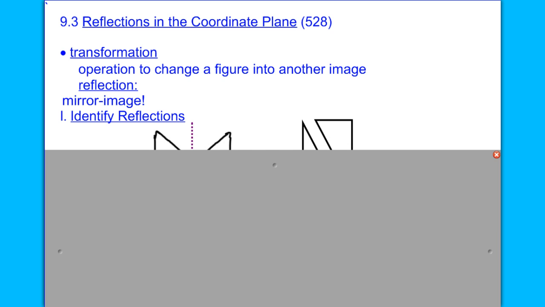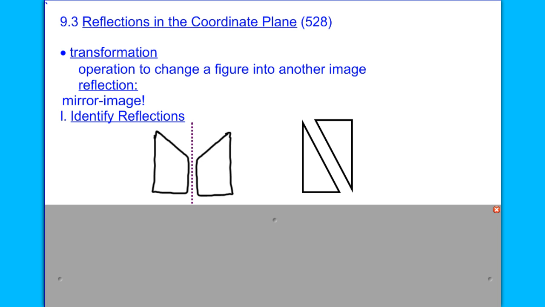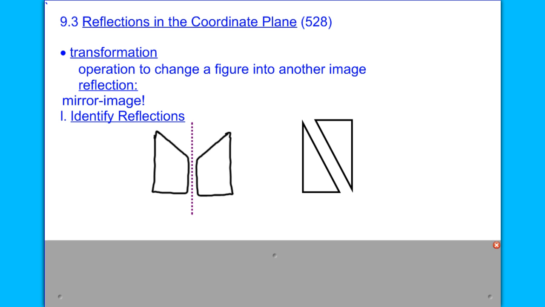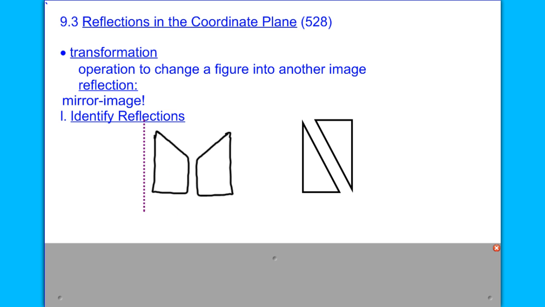Okay, so let's see if we can identify reflections first before we get into the math behind the reflection. So look at these first two figures. Yes, you're going to have to draw them. Let me pause this. So when we reflect a figure across a line, we could place a line somewhere between two figures. We could take an imaginary line and place it across and say, do those two figures look like they're reflecting across this line? Yes.